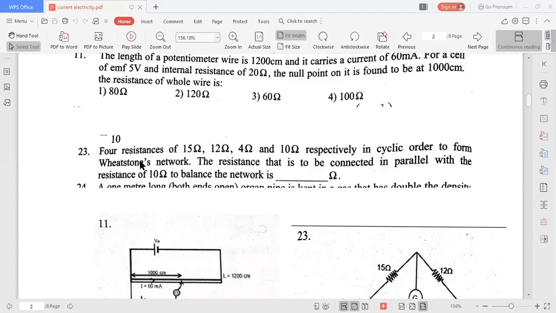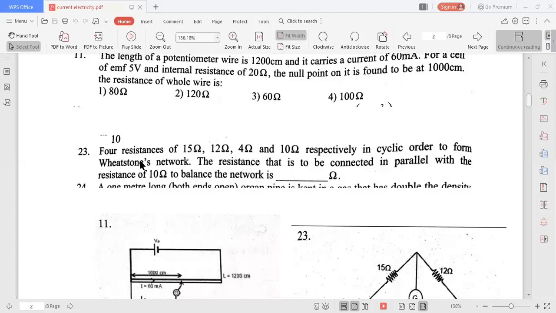Whenever a resistance is connected in parallel with the resistance here, then if the bridge is balanced, P by Q is equal to R by S. R means, at the place of this R, what is the effective resistance? R into X by R plus X. So substitute the data. P means 15, Q means 12, R means 10 into X by 10 plus X, S means 4. From this, you calculate the X value. If you simplify, you will get 10. A 10 ohm resistance is to be shunted across this one to balance the Wheatstone bridge.